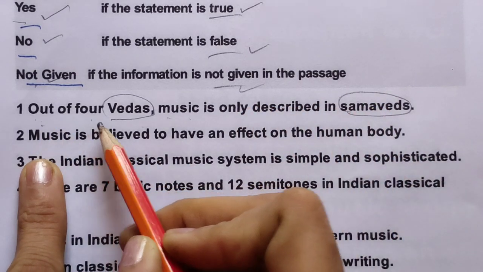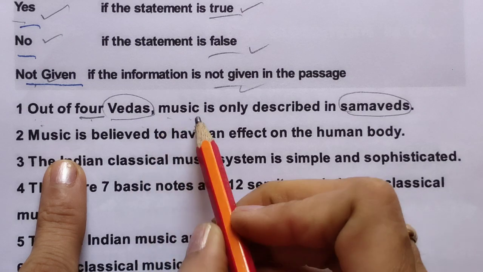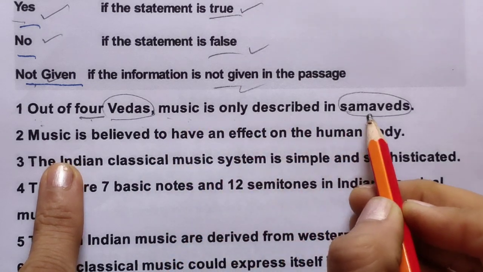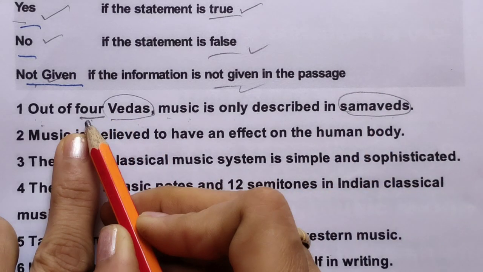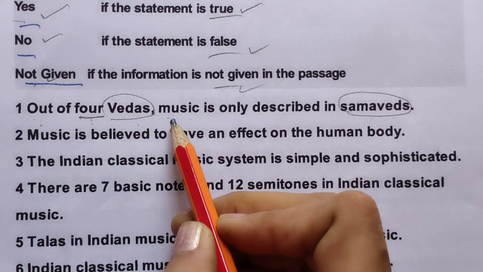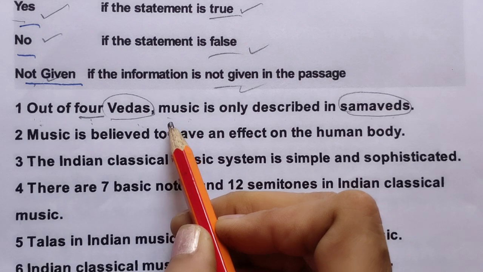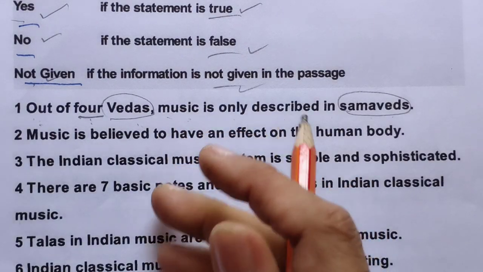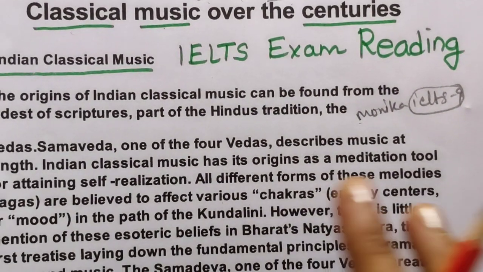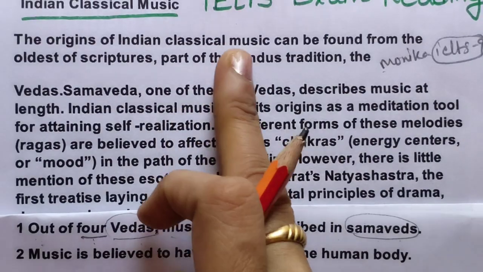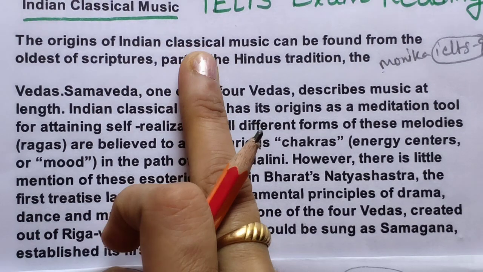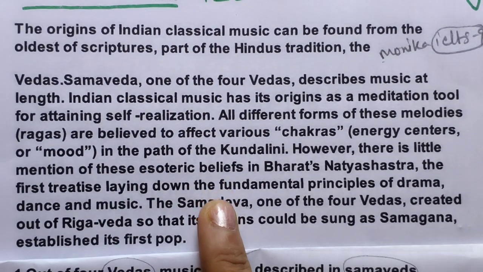The statement says, "Out of 4 Vedas, music is only described in Samveda." So Vedas, Samveda and 4 will take us to the location. I will go to my first paragraph, along with the question also. There is no need to get a PDF, so do it with me. You can see this first paragraph, I am showing it in full.